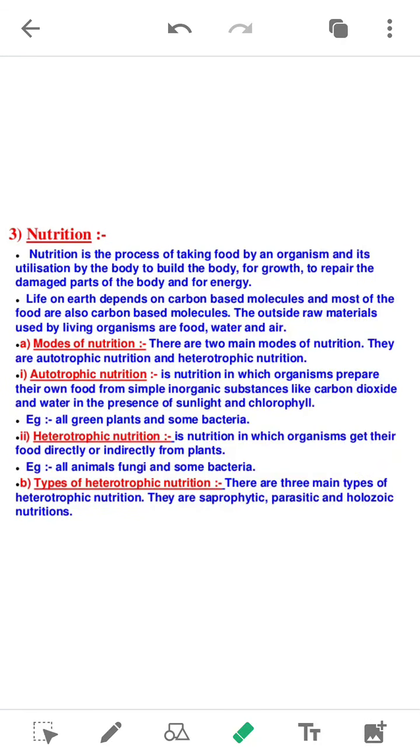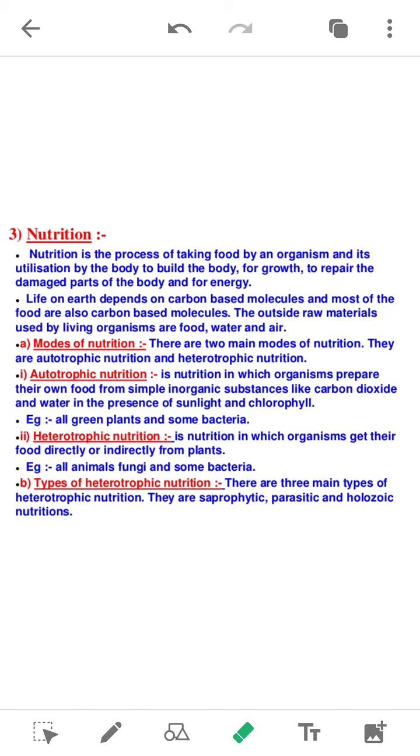Now, about nutrition. Nutrition is the process of taking food by an organism and its utilization by the body to build the body, for growth, to repair the damaged parts of the body, and for energy. Life on Earth depends on carbon-based molecules, and most of the food is also carbon-based molecules. The outside raw materials used by living organisms are food, water, and air.